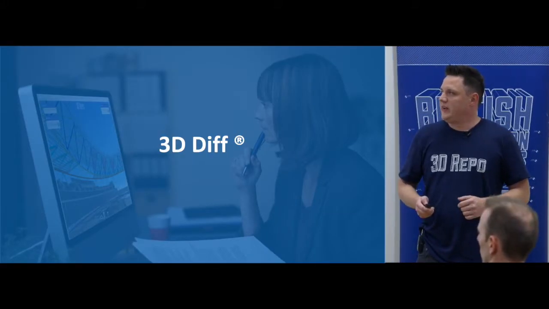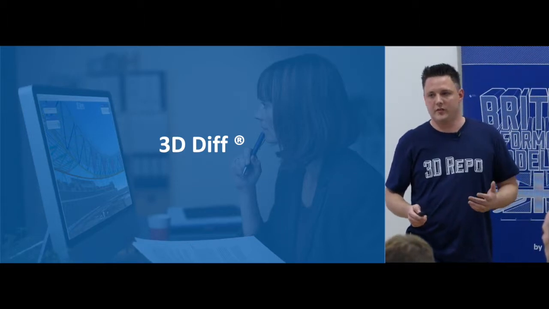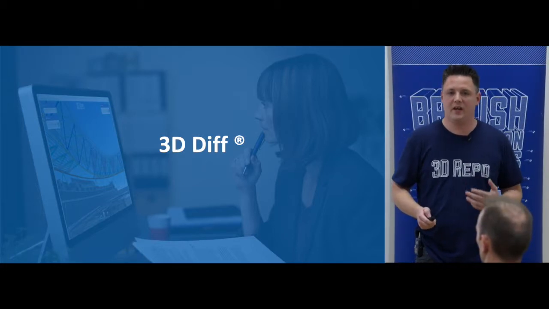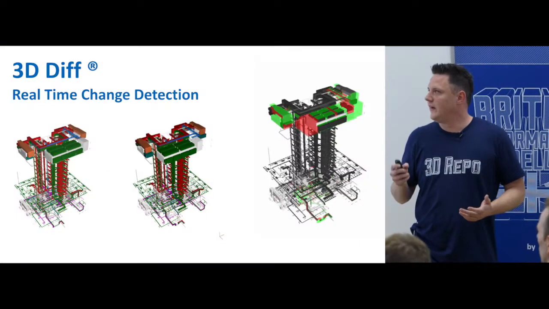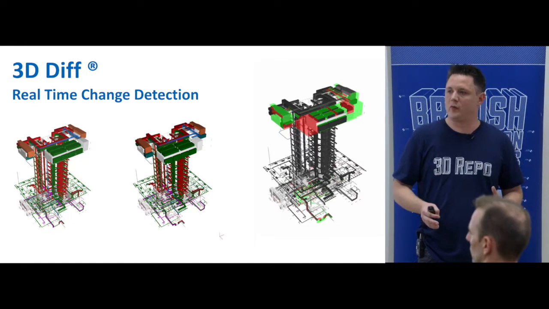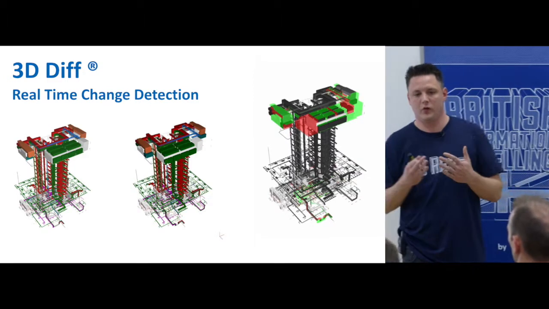Coming very soon, we've got 3D Diff, which means that we can bring together different models, different versions, and show what's changed very quickly. So currently, you can do that in a lot of systems using IFC. It's very computationally heavy, and it doesn't work if you do round tripping. This is done completely on what you see on the screen, so it quickly shows you what has been deleted and what's been added.